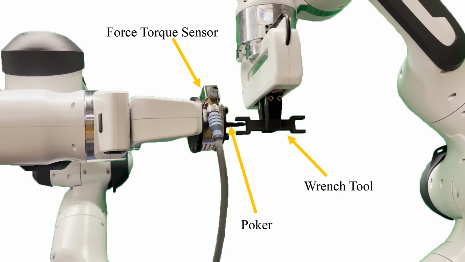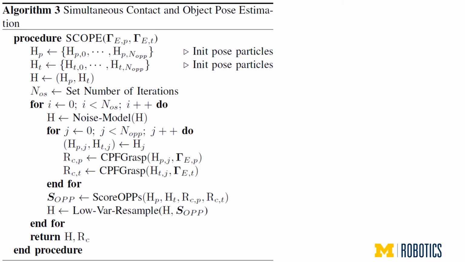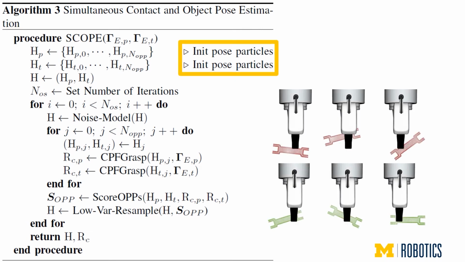Next, we utilize CPF grasp to create SCOPE, an algorithm to estimate the contact location and object poses for bimanual robots. It is important to note that SCOPE does not assume that either of the object poses are known. First, object pose particles are initialized for both the poker and the tool. Only the valid particles, constituting a stable grasp, shown in green, are accepted.